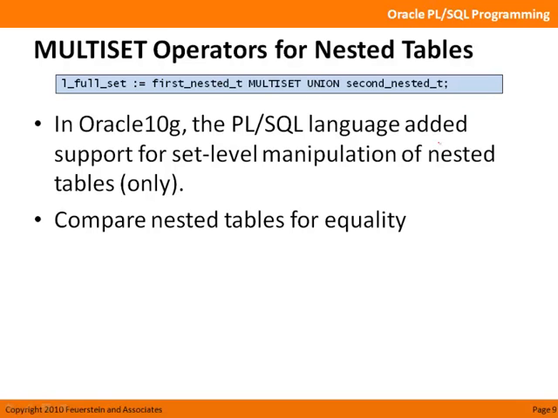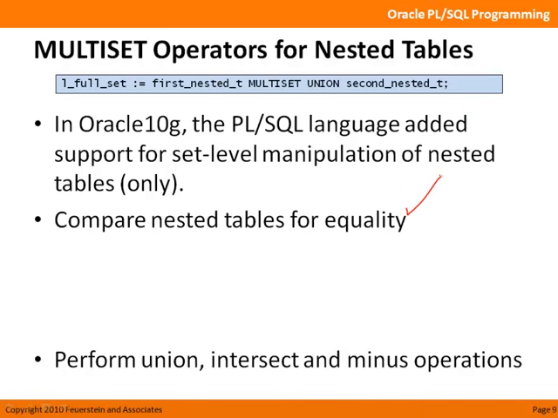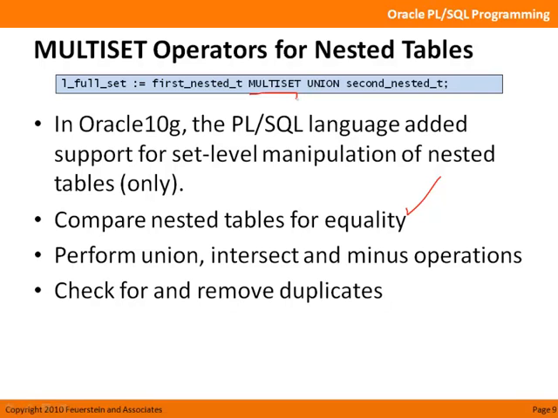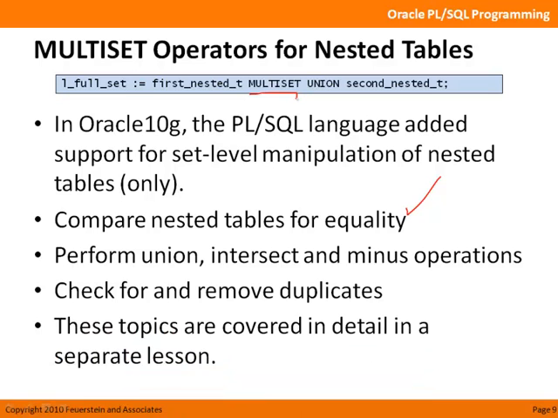So you can compare nested tables for equality. You can perform union, intersect, and minus operations, and all of them have the multi-set keyword in front of them, and they're quite similar to, but not quite the same as, an SQL set operation. You can also check for and remove duplicates. So there's a lot of great functionality available for nested tables. I've given you a glimpse of what it looks like. We'll explore that in detail in its own lesson.